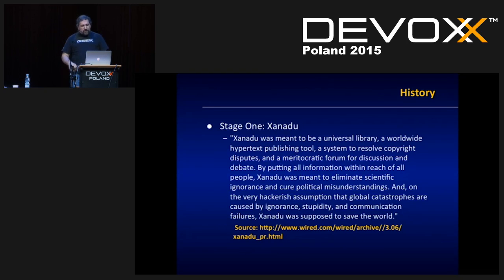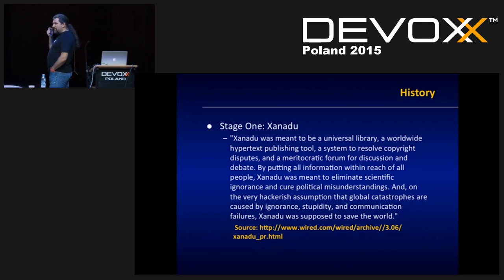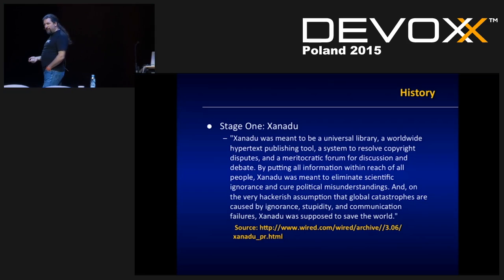It was meant to be a universal library, a worldwide hypertext publishing tool, a system to resolve copyright disputes, and a meritocratic forum for discussion and debate. Check this out. By putting all information within reach of all people, Xanadu was meant to eliminate scientific ignorance, cure political misunderstandings, and on the very hackerish assumption that global catastrophes are caused by ignorance, stupidity, and communication failures, Xanadu was supposed to save the world.